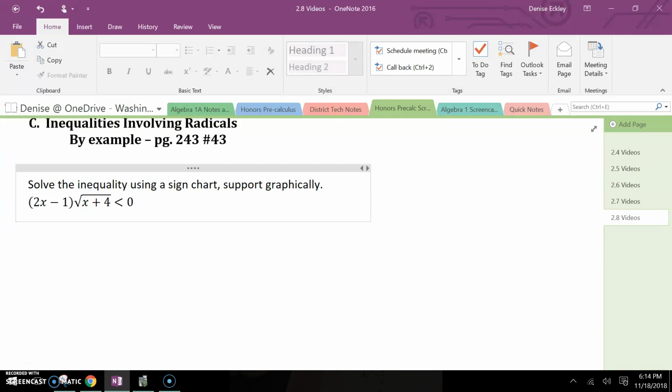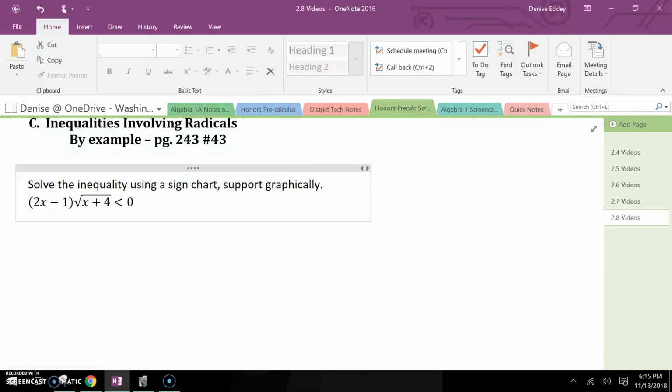The next example, number 43 on page 243, involves a radical. So not only do we have to use the zeros of the inequality to help us find our boundaries, but we actually have one section that truly is a boundary. Remember that a square root can never be a negative value in the real plane, so there's going to be sections of the graph that aren't even included.